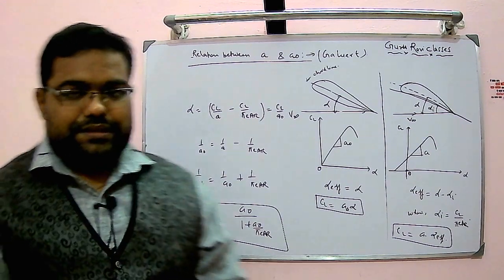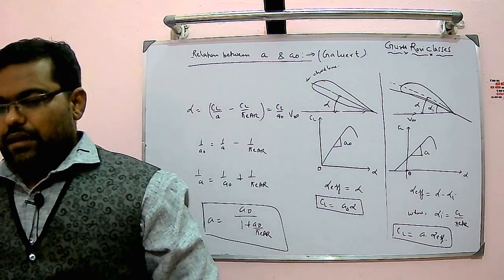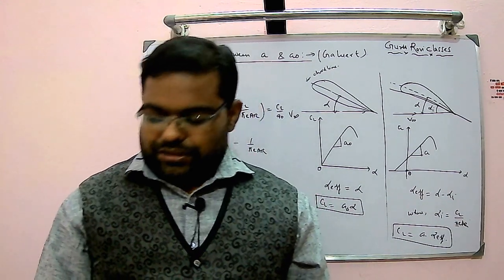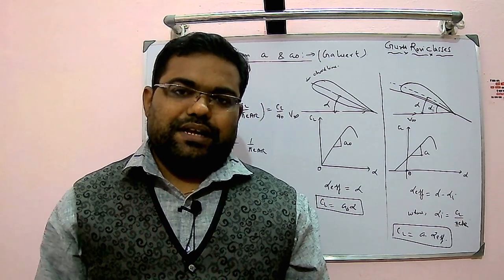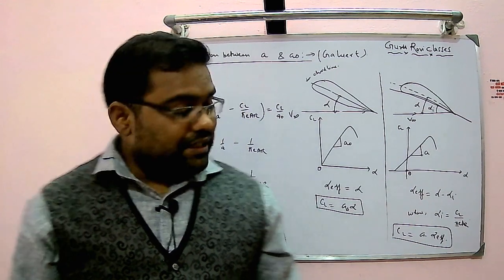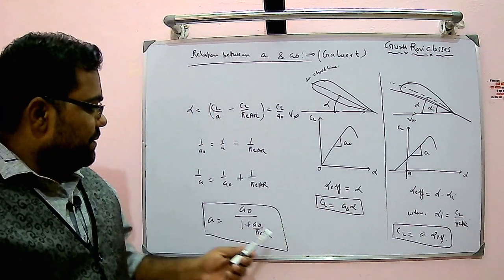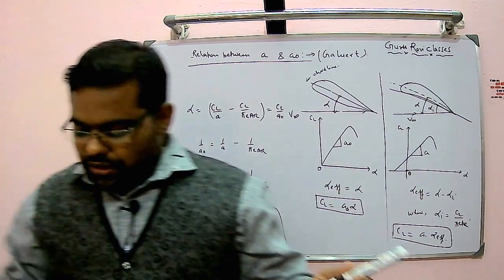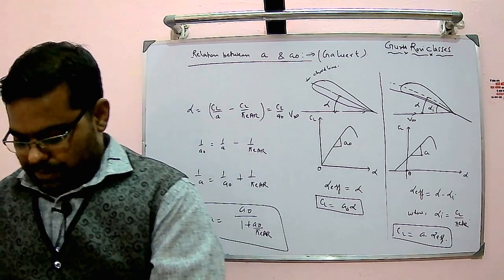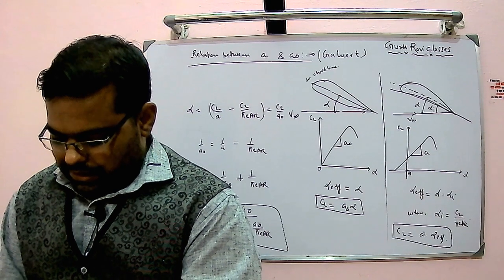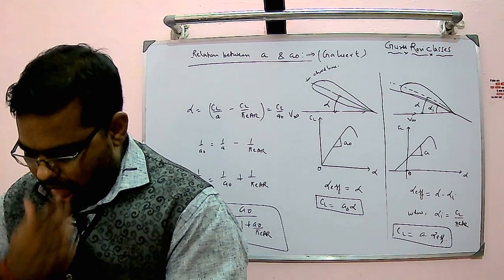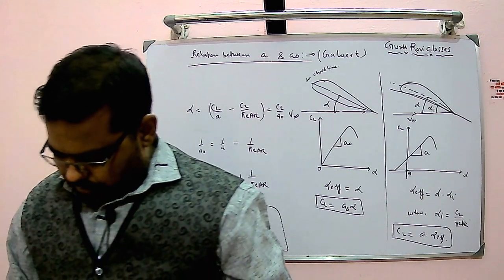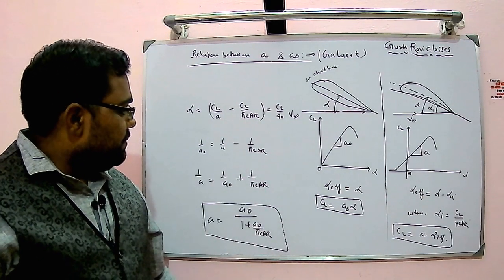And this solution was actually proposed by Glauert. So Glauert was the scientist who derived this expression and gave the relation between A and A₀ in this way. Based on this, we will see some problems. I think we have solved almost one problem over this, right? We can see one more problem in a similar way.